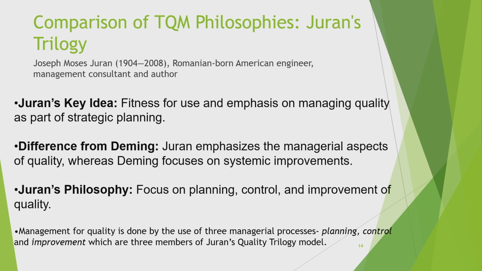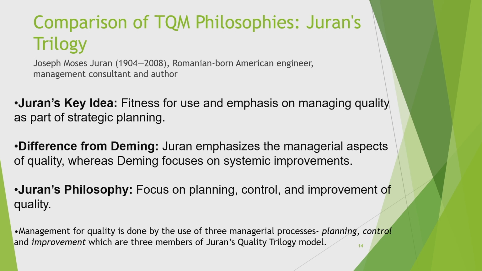There are other quality gurus, like one is Joseph Moses Juran, who was born in 1904, 4 years younger to Deming, and died in 2008. He was a Romanian born American engineer and he was management consultant and author. So, Juran gave the key idea. He defined quality as fitness for use and he emphasized on managing quality as a part of strategic planning. So, Juran said quality is fitness for use, that how fit it is for use by customer.